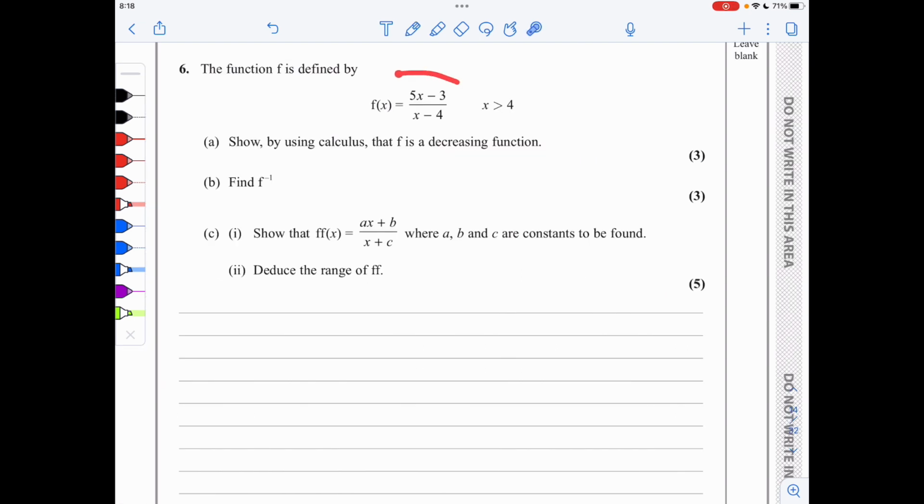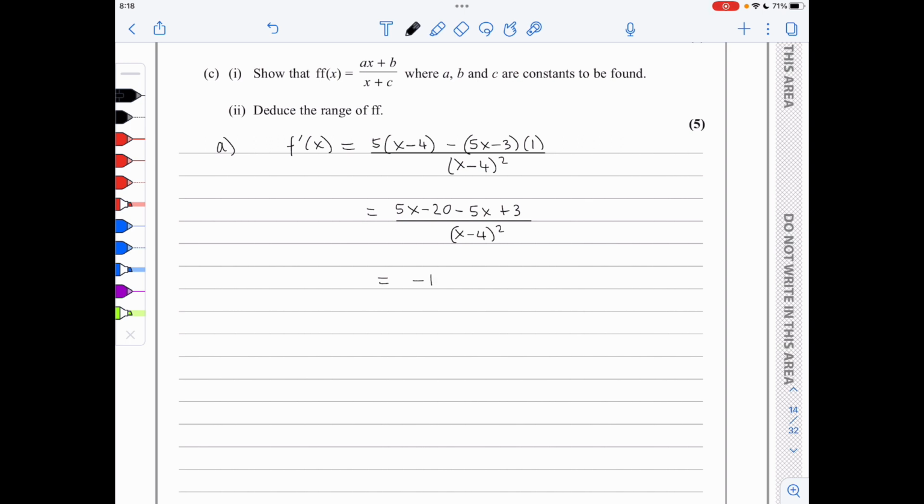In question 6, we are being told that f(x) is (5x - 3)/(x - 4), and we need to show using calculus that this is a decreasing function. I will start by finding f'(x), and I'm applying the quotient rule here. So I differentiate the top and keep the bottom, minus keep the top, differentiate the bottom, over the bottom squared, (x - 4) squared. This leads to (5x - 20 - 5x + 3) all over (x - 4) squared, which simplifies to -17 over (x - 4) squared.